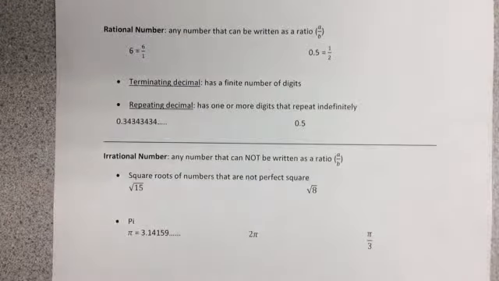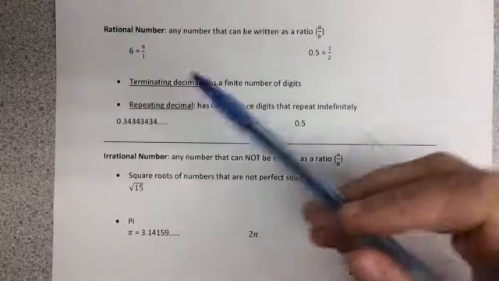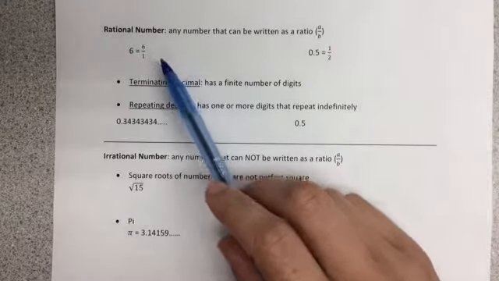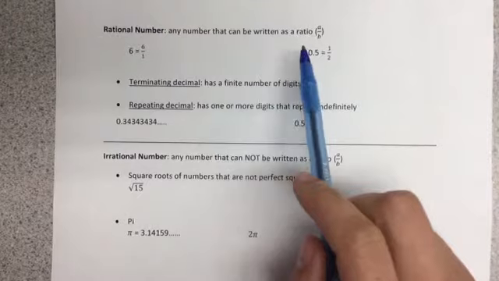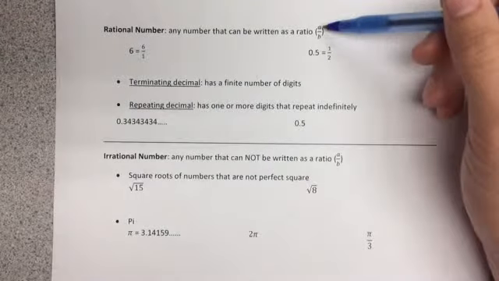Alright guys, this is Miss Garner, and today this is the mini lesson on rational and irrational numbers. First, we're going to go over what a rational number is. Its definition is any number that can be written as a ratio. Remember, a ratio is just a fraction.